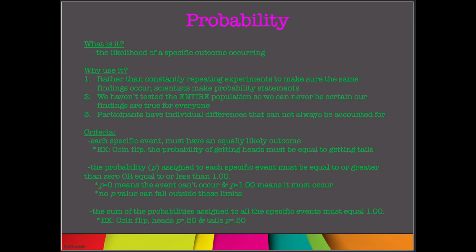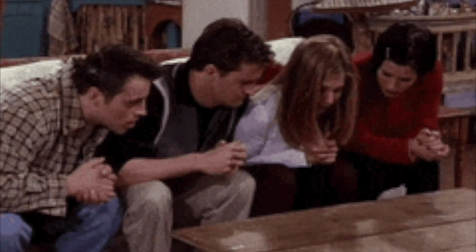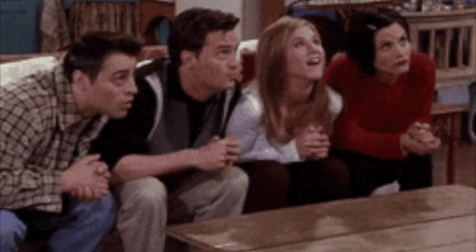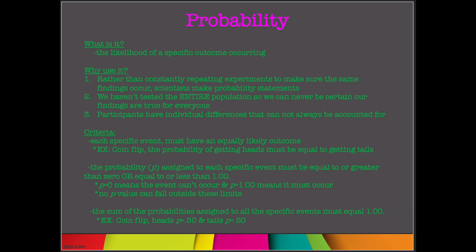At any rate, the criteria for using probability are the following. First, each specific event must have an equally likely outcome. For example, if I flip a coin, the probability of getting heads must be equal to getting tails, which it is with a coin.